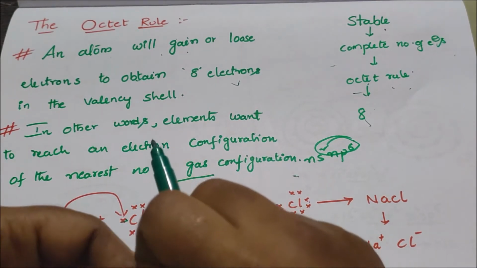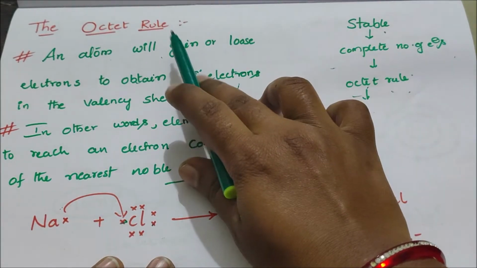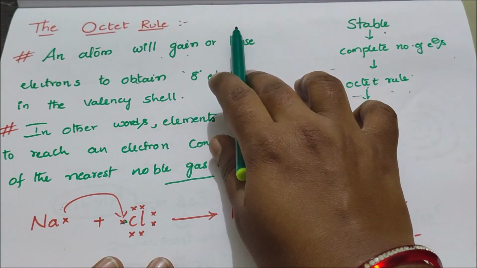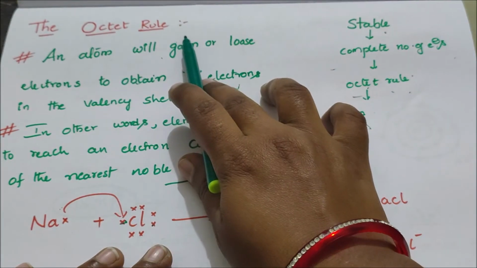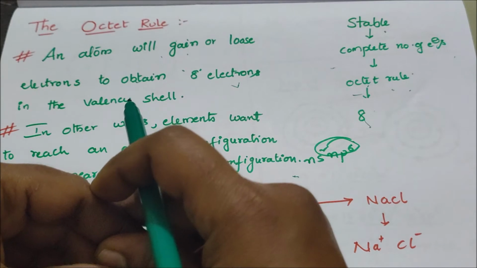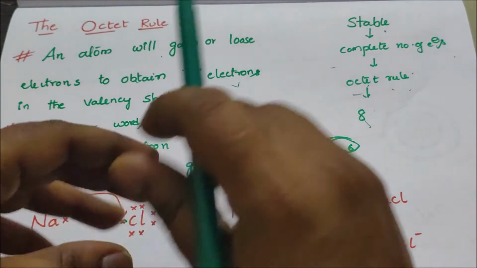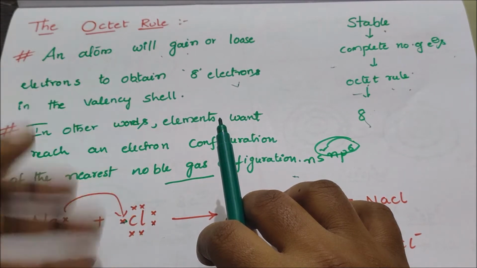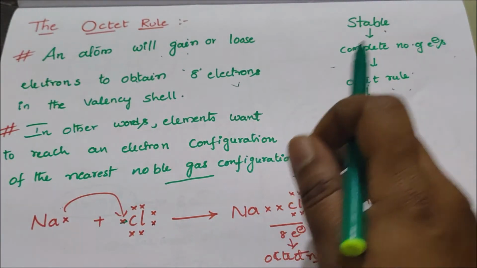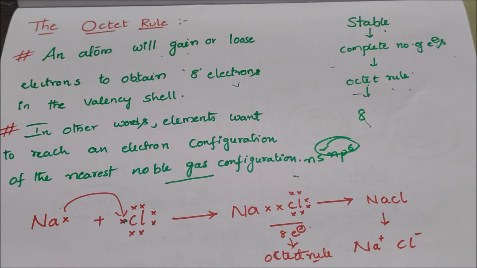Octet rule is the basic rule in chemistry. For better understanding of octet rule, we must know about the atom and atomic nucleus, electrons, protons and neutrons. And what is the outermost shell?